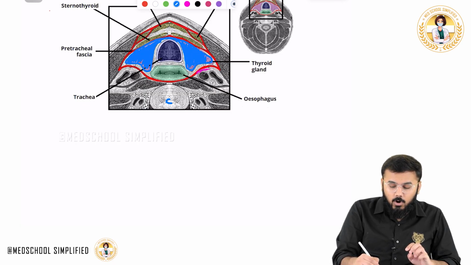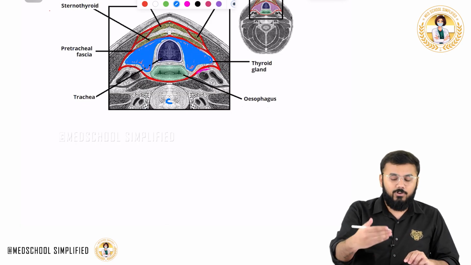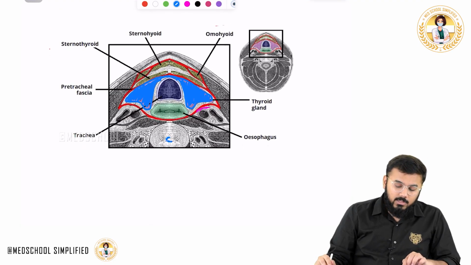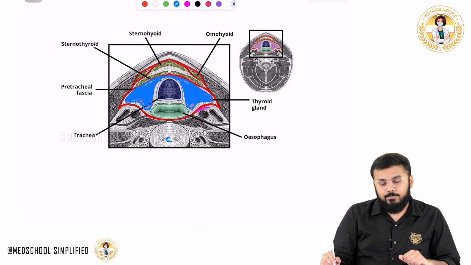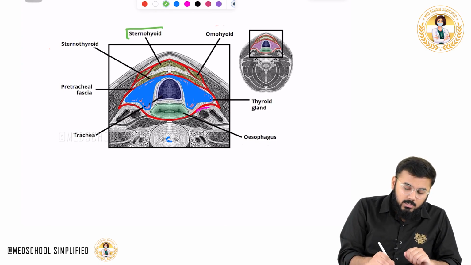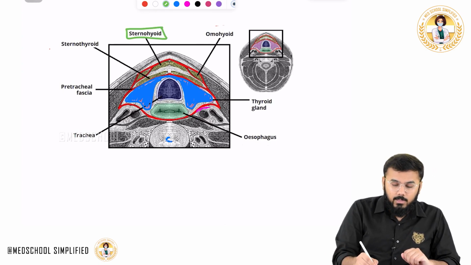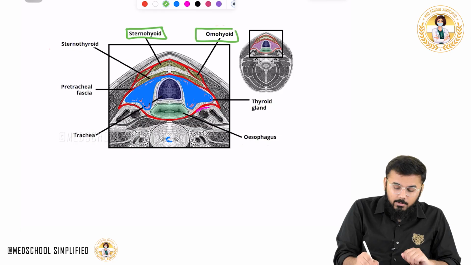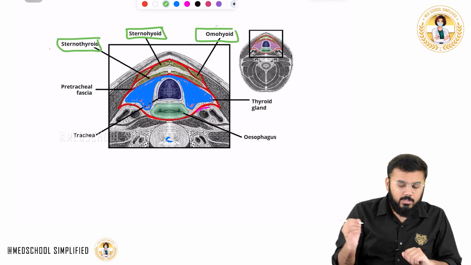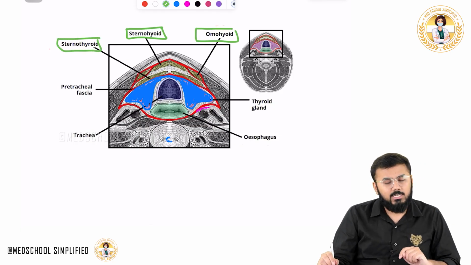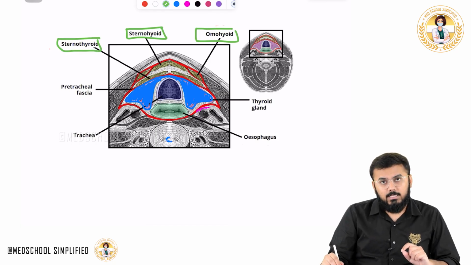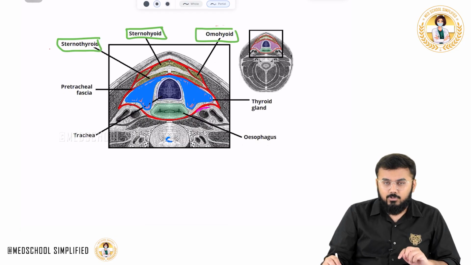Now let us see what structures are located in front of the thyroid gland. In front of the thyroid gland, you see three muscles. What are those three muscles? One is the sternohyoid muscle, next is the omohyoid muscle, and next is the sternothyroid muscle. What is sternohyoid? Sternohyoid is a muscle that is attached all the way from the sternum to the hyoid bone. That is your sternohyoid.